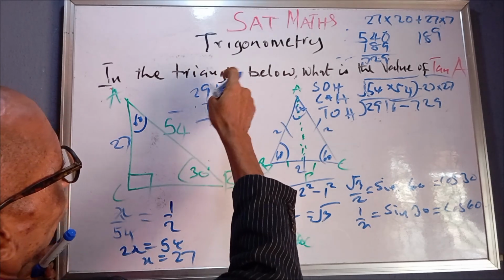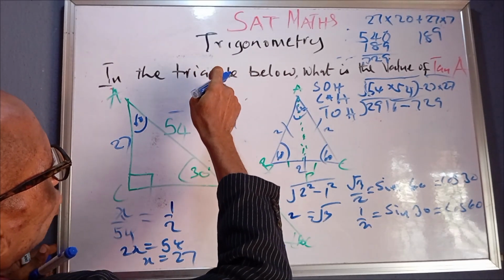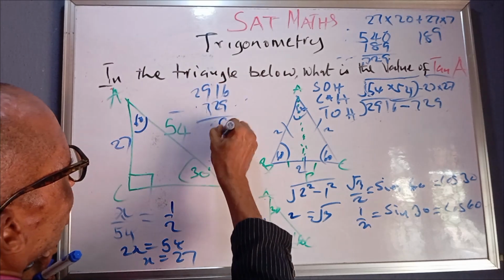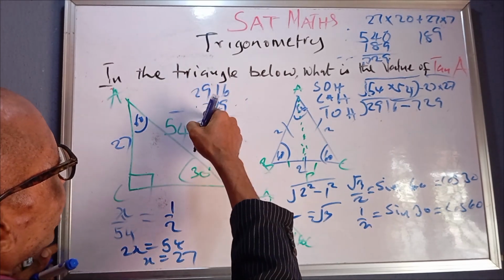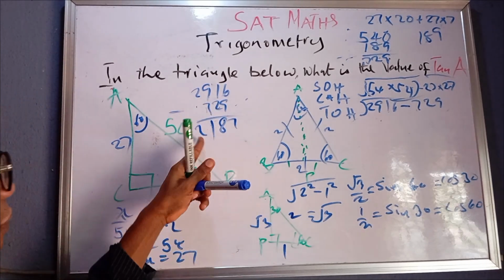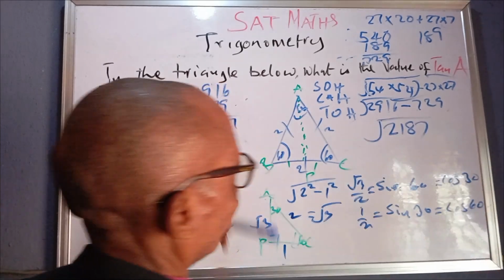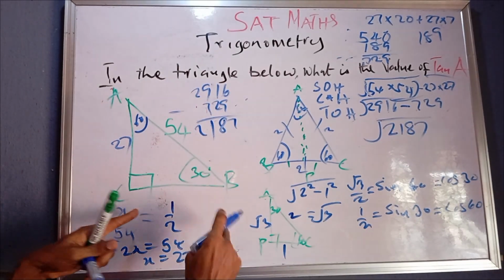We take 1 from here, making 16 minus 9. This is 7. Bring 1 from here. 10 minus 2 is 8. This one is remaining 8. 8 minus 7 is 1. Then we bring these 2 down. So we have 2187. So that's what we have for here.